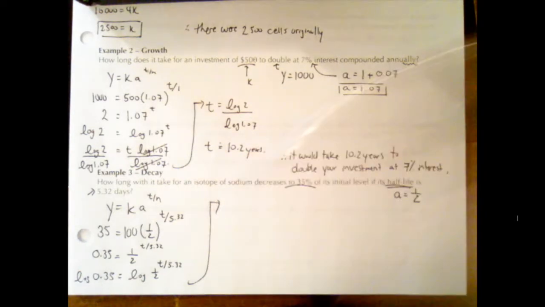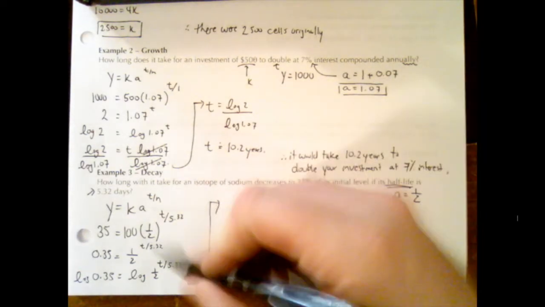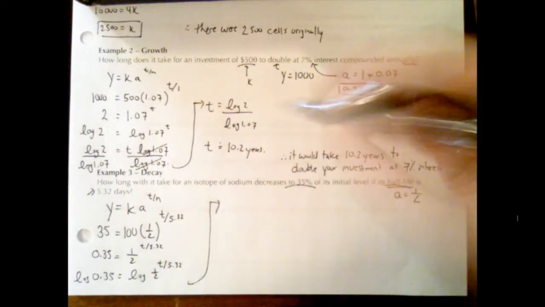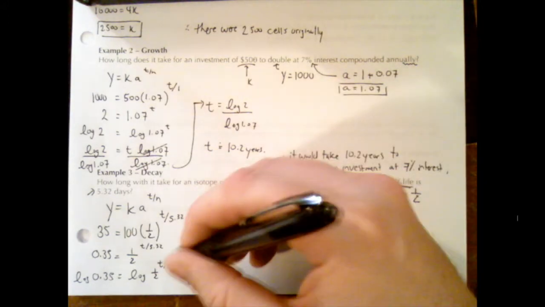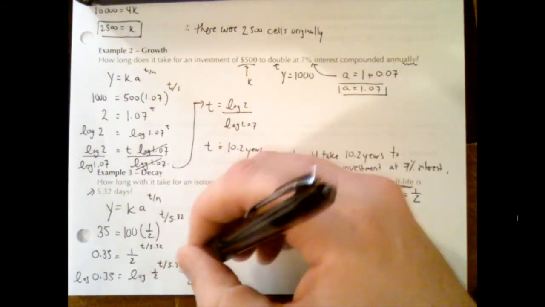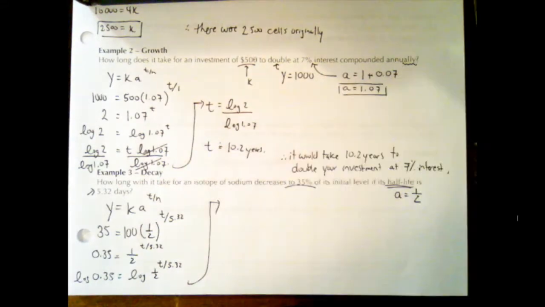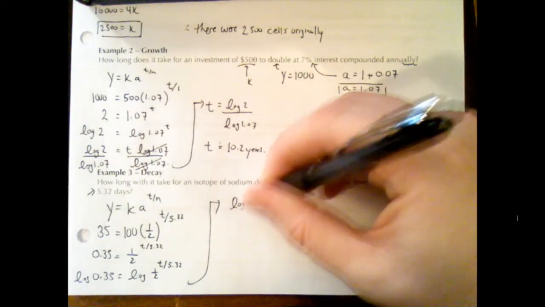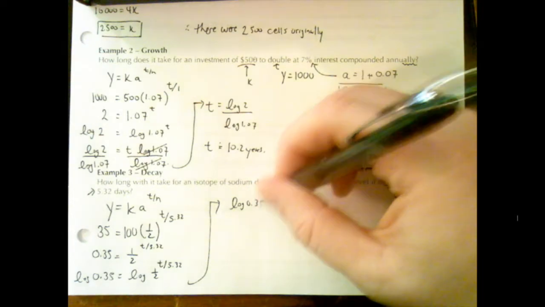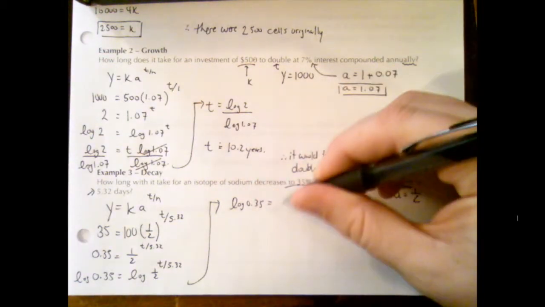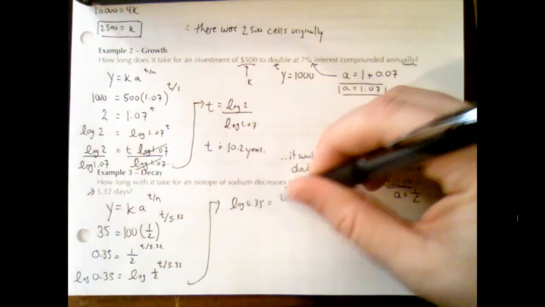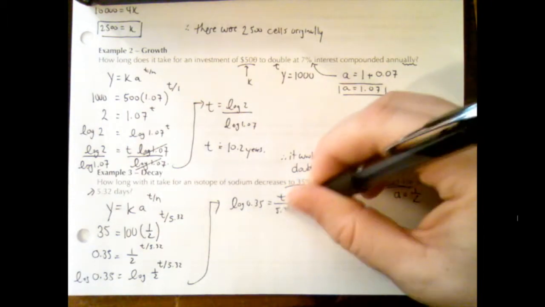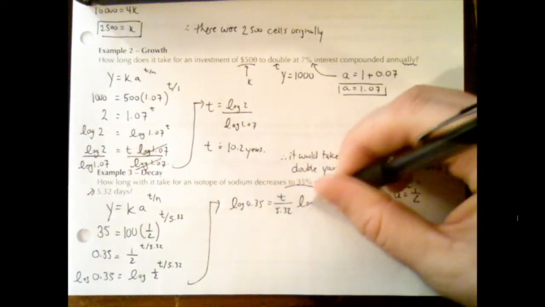And we take the log of both sides so we can use the power rule and bring our exponent down. The reason we want to bring our exponent down is because we're solving for t, so we're trying to isolate for t. Bringing it out of an exponent allows us to not just guess and check, but actually solve for t directly. So on our left side, we have log of 0.35, and on our right side, if we use the power rule for logarithms, we have t over 5.32 times log of 1/2.